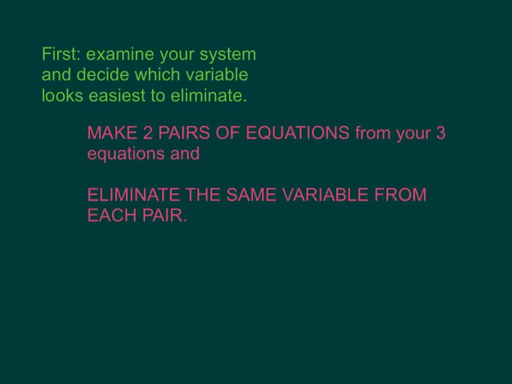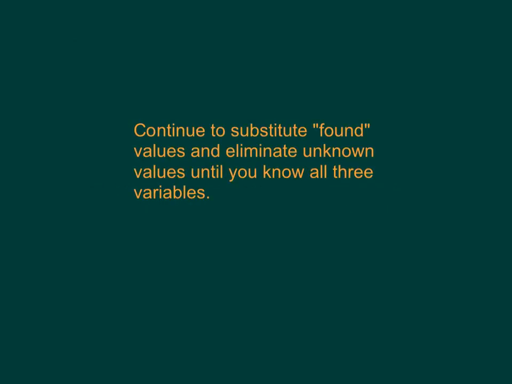Summary: when we're solving three variable systems, examine your system and decide which variable looks the easiest to eliminate first. Then make two pairs of equations from your three systems and eliminate the same variable from each pair. Continue to substitute your found values and eliminate unknown variables until you know all three variables.